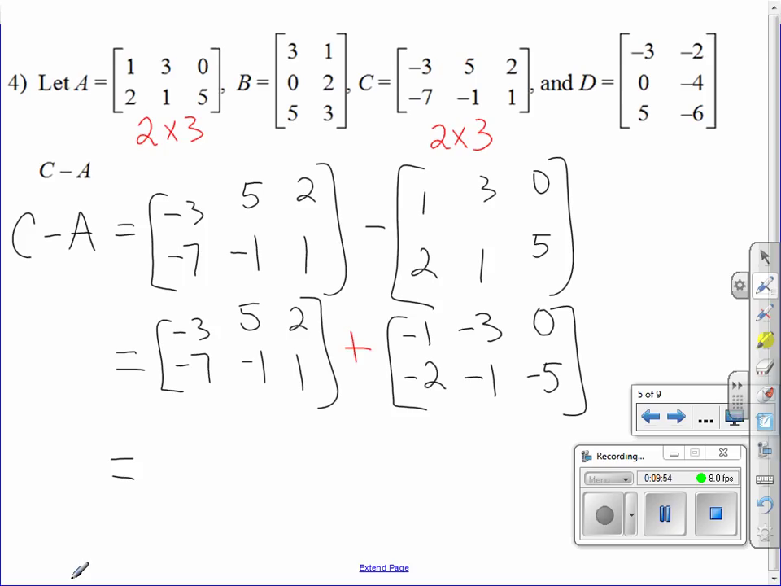All right, and I think in the last example I was very detailed and showing everything step by step. I'm going to streamline this now. I can do this mentally, or you can use a calculator. 3 plus -1 is -4. 5 plus -3 is 2. 2 plus 0 is 2. -7 plus -2 is -9. -1 plus -1 is -2. And 1 plus -5 is -4. All right, that's our answer. We're finished. That's all there is to it.